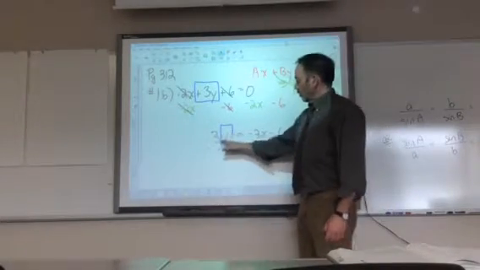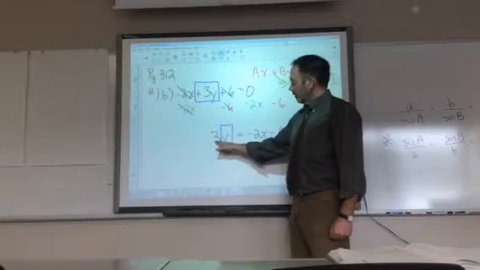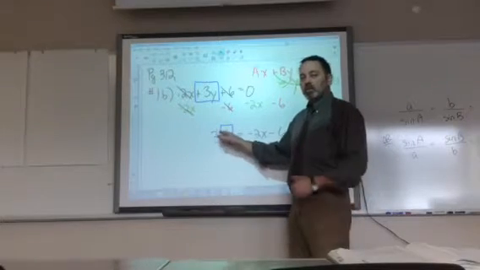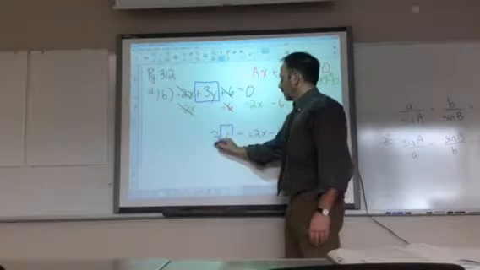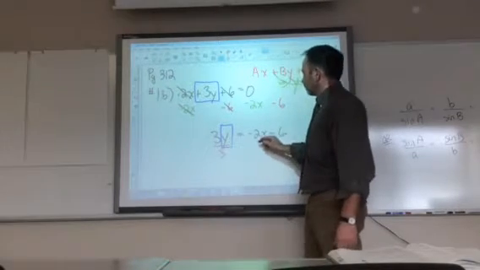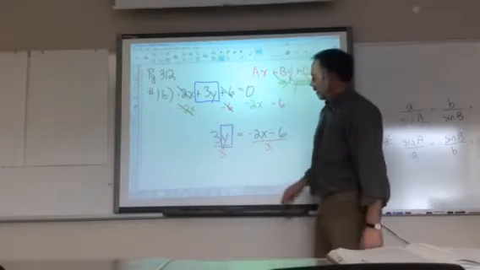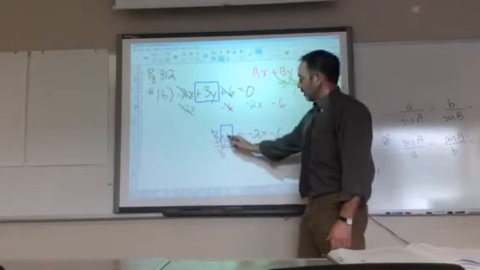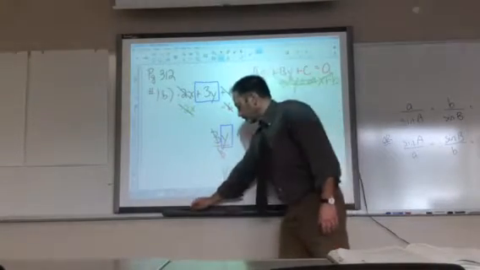The 3 is a coefficient of the variable y, and coefficients of variables are multiplied together. This is 3 multiplied by y. So in order to get rid of the 3, I need to divide both sides by 3. Dividing on the left-hand side, 3 divided by 3 is 1. So you're left with 1y, or just y.